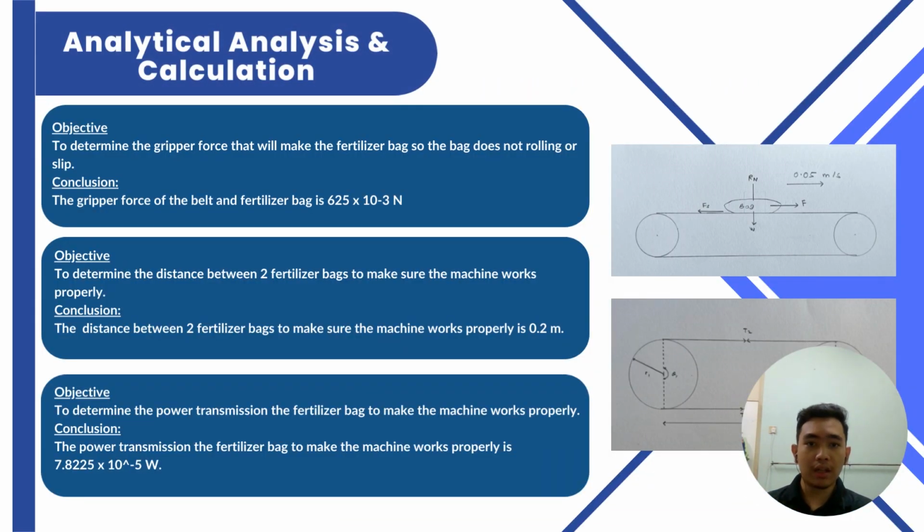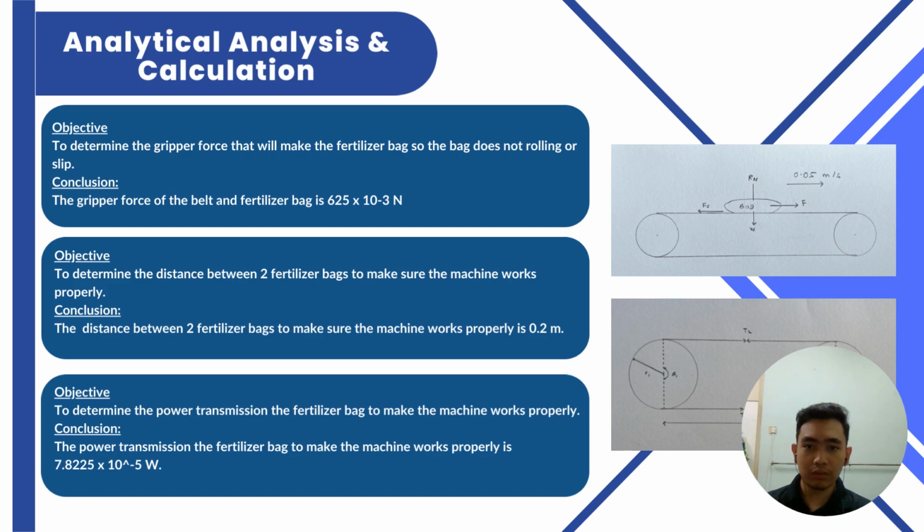For the analytical analysis and calculation, we can divide it into 3 objectives and a conclusion. For the first objective, it is to determine the gripper force that will hold the fertilizer bag so the bag does not roll or slip. The conclusion that we get from the calculation, the gripper force of the fertilizer bag is 6 to 5 hours time.